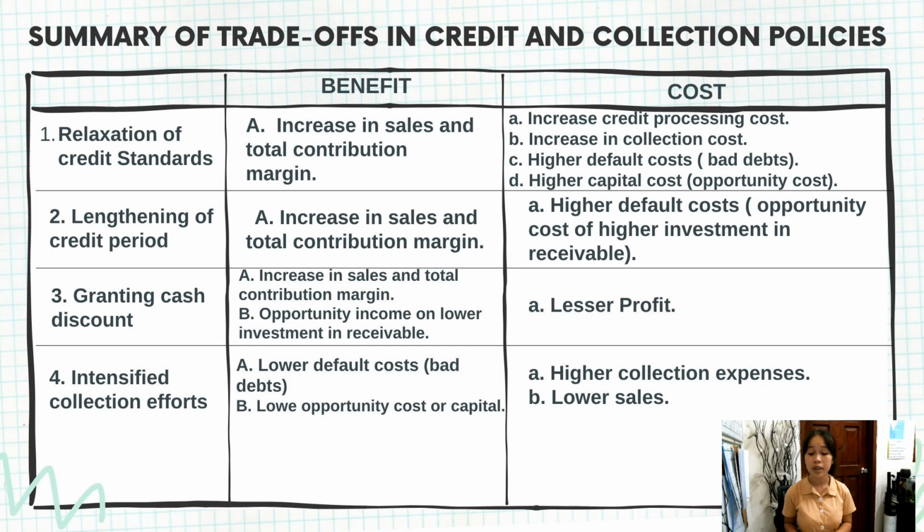First, the benefit is an increase in sales and total contribution margin, and opportunity income on lower investment in receivables. Then the cost is lesser profit. Then last is intensified collection efforts, where the benefit is lower default cost or bad debts and lower opportunity or capital cost, and the cost is higher collection expenses and lower sales.